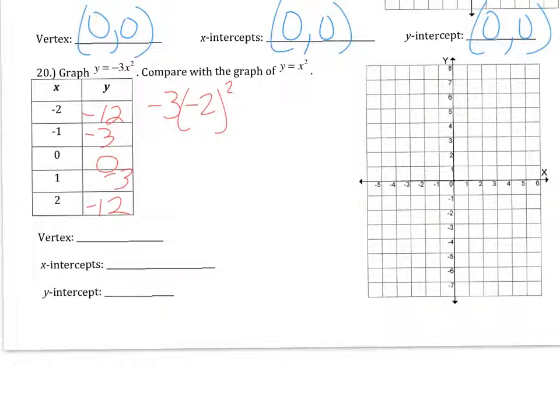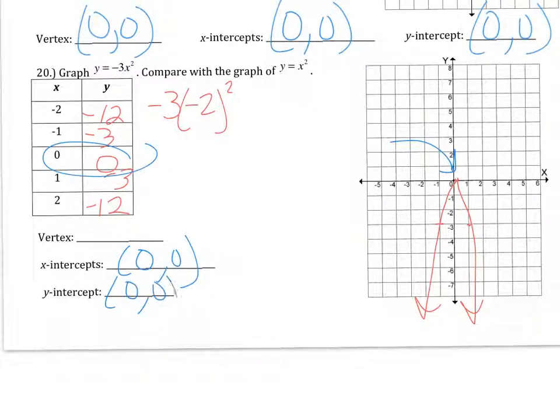So we can plot these points. The 2, negative 12 and the negative 2, negative 12 are not on the graph, but we can just continue and draw those arrows. So we want to find the x and y-intercept, and again, looking at the graph or looking at the table, they are the same point. Now this is not always going to happen, so just be careful. And the vertex, which is now the highest point, is also going to be 0, 0.